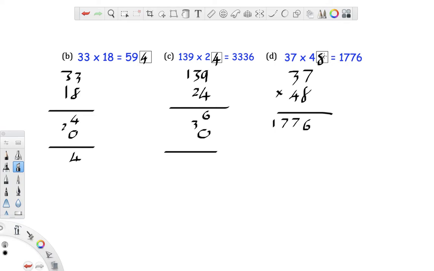Then what we're going to do, we're just going to check the answers just to check that we've got them right. So I'm just going to use a calculator just to speed it up. So 33 times 18, well, that is in fact 594. Then 139 times 24, that is in fact 3,336. So 37 times 48, well, that is 1,776. So we're happy.